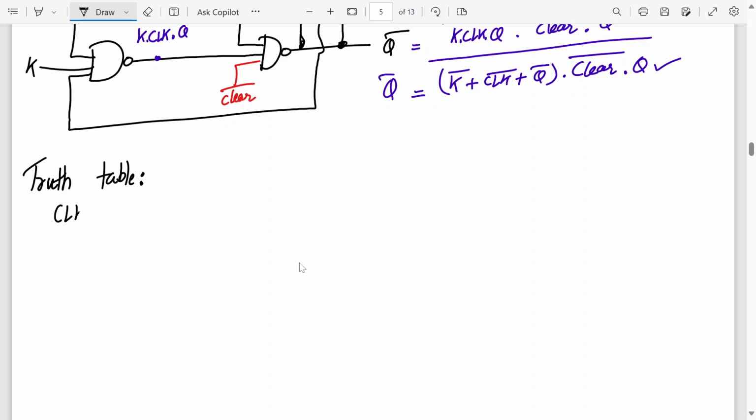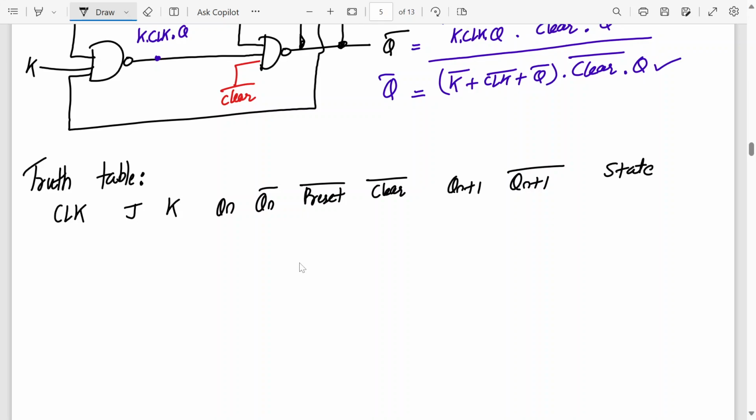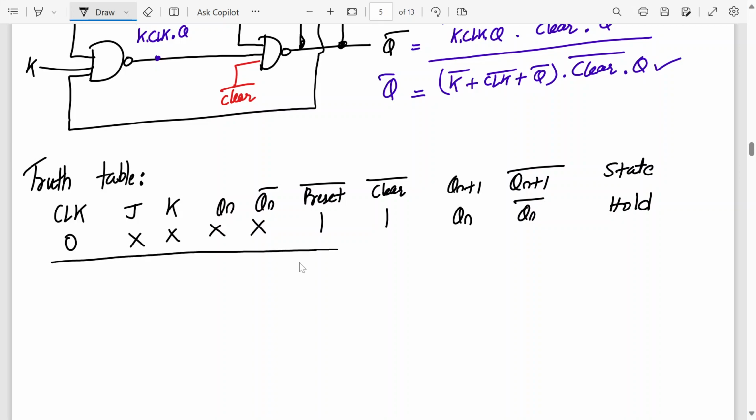So here it will be clock, J, K, Qn, Qn bar, preset bar, clear bar, Qn plus 1, Qn plus 1 bar, and the state. So clock will be 0, this will be, doesn't matter, let's say this is 1 and 1. Preset and clear are inactive. Inactive or active? 1 means it is inactive, right? So this will be holding the previous state, so this is hold state. Okay, this is clear to you.